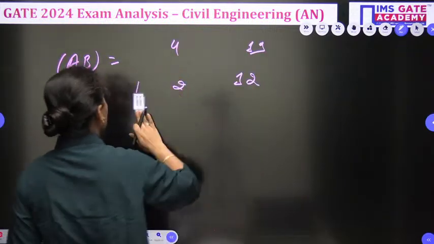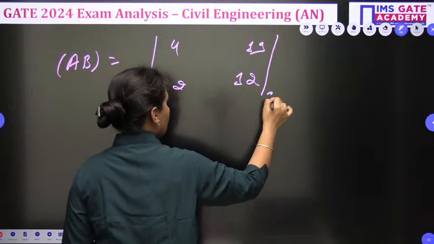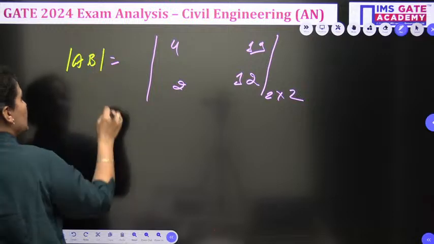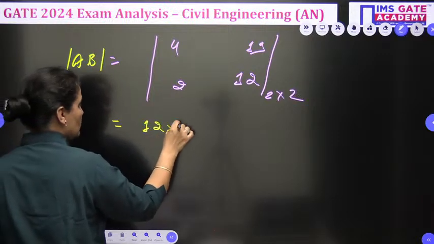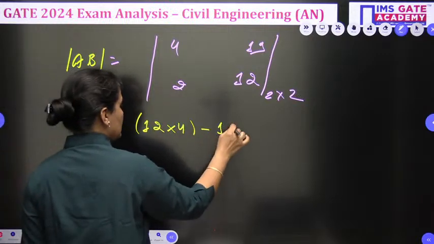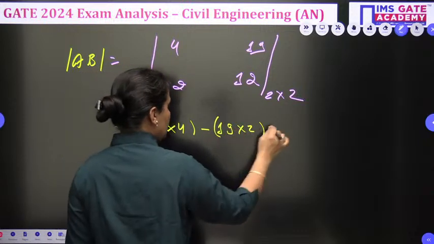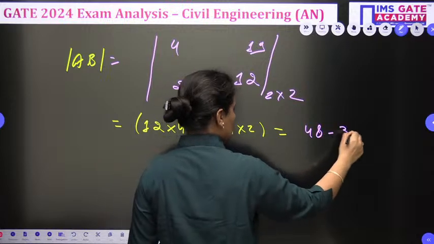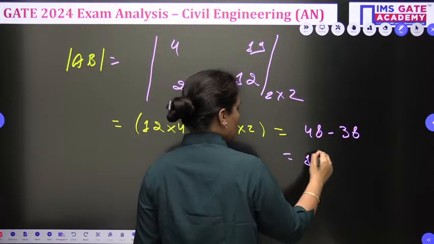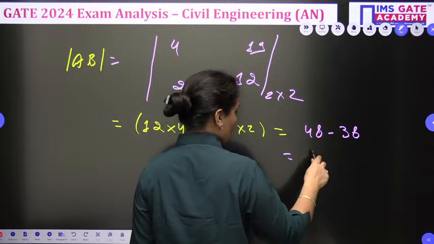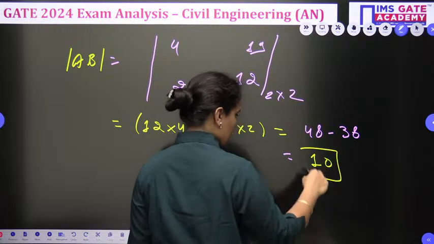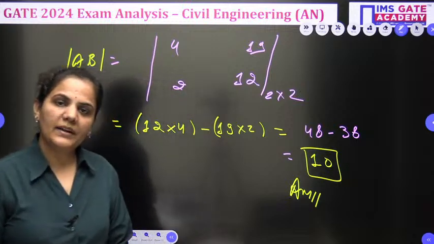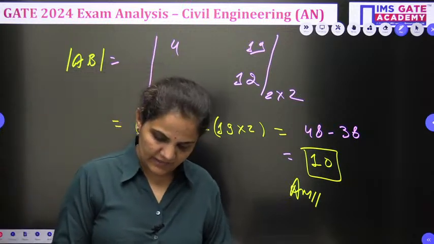So let's find the determinant. Now I will go for the determinant directly. We have a 2 cross 2 matrix, and the determinant will be 12 into 4, 48, minus 19 into 2, 38. So hence the result will be 48 minus 38, which is 10. So very simply you can write down your result, which is 10 for this simple question. So your determinant will be 10.